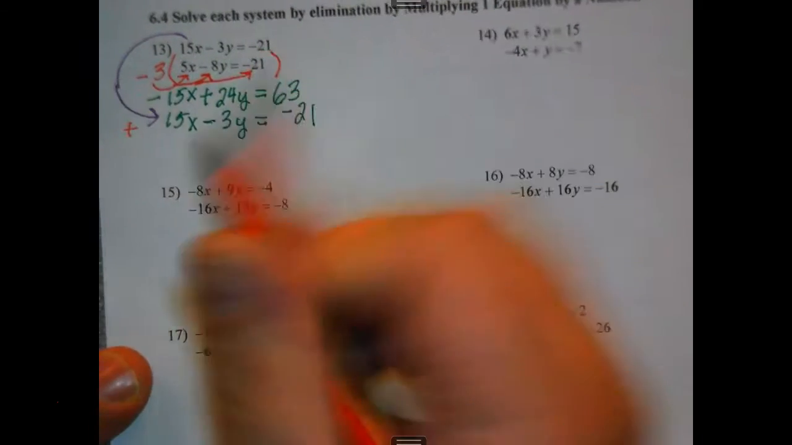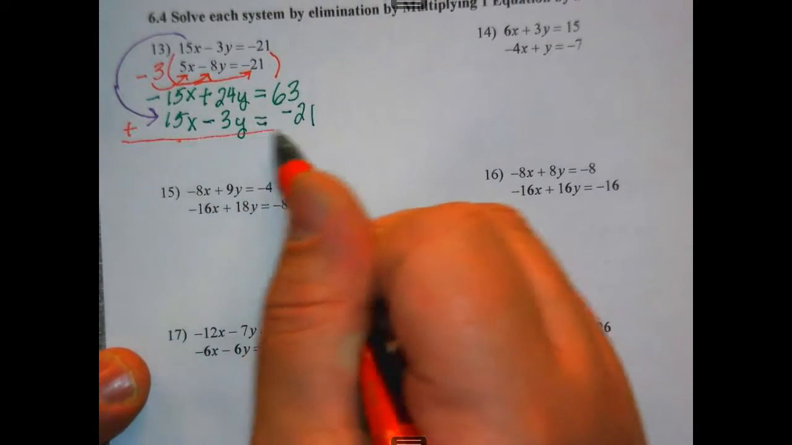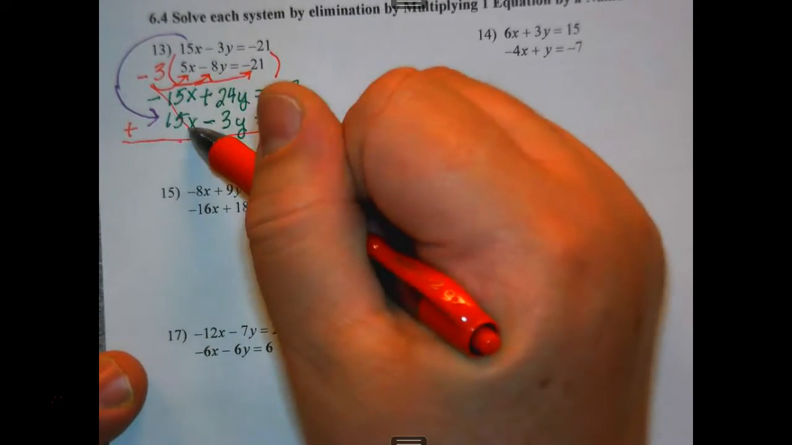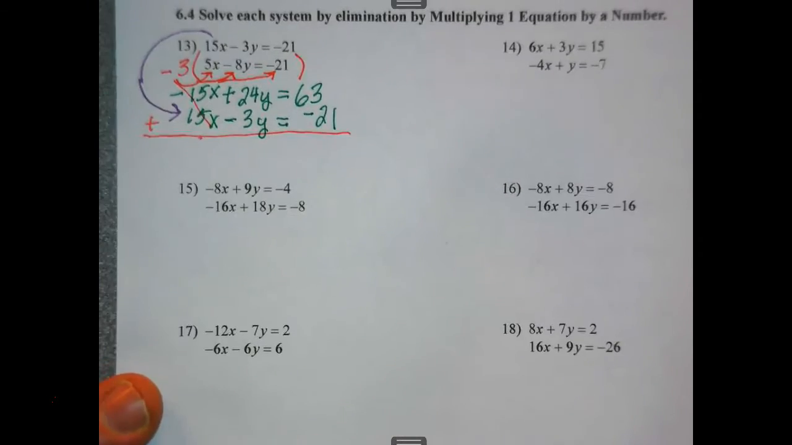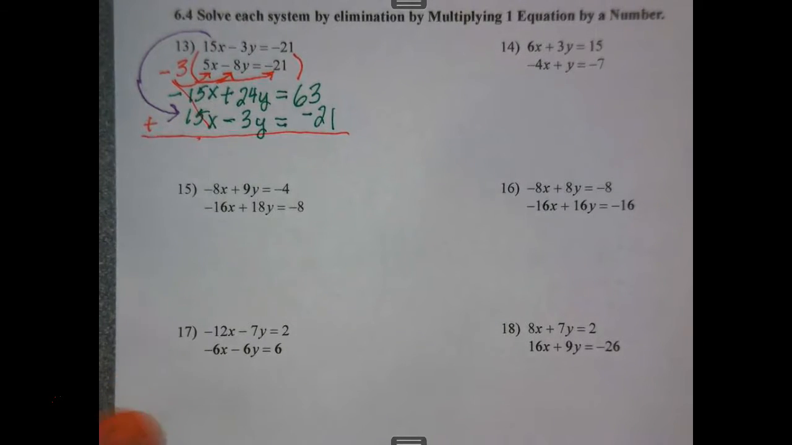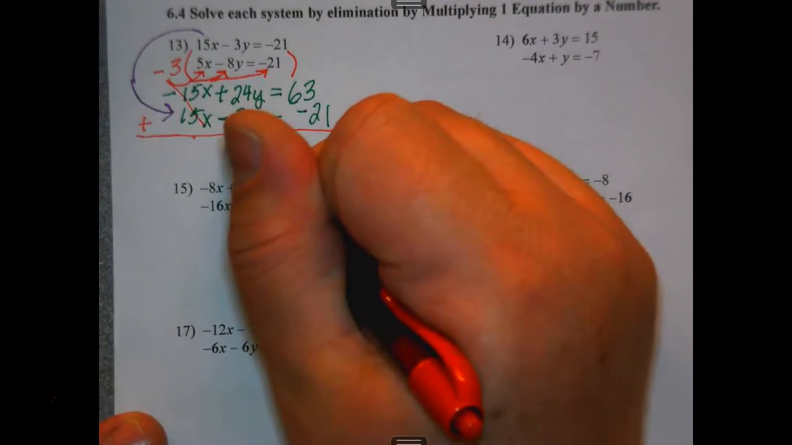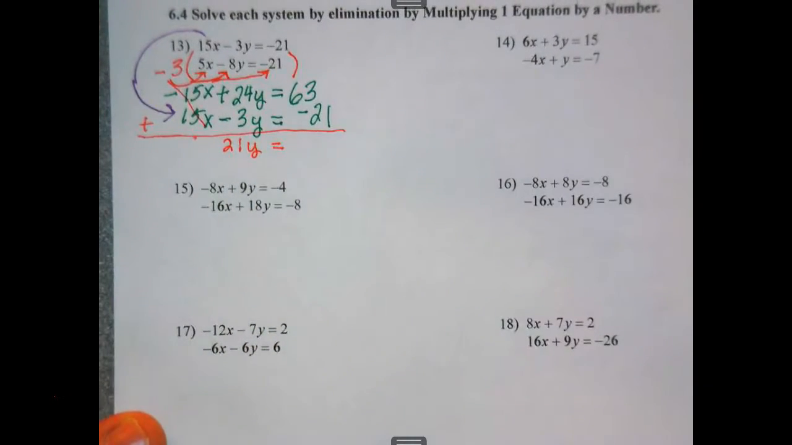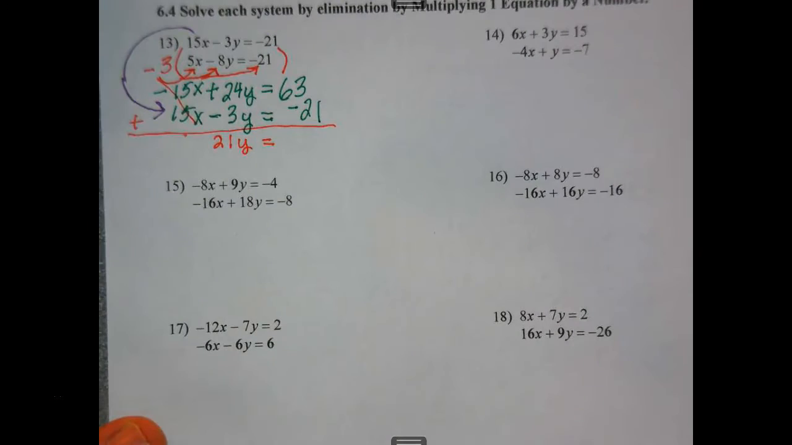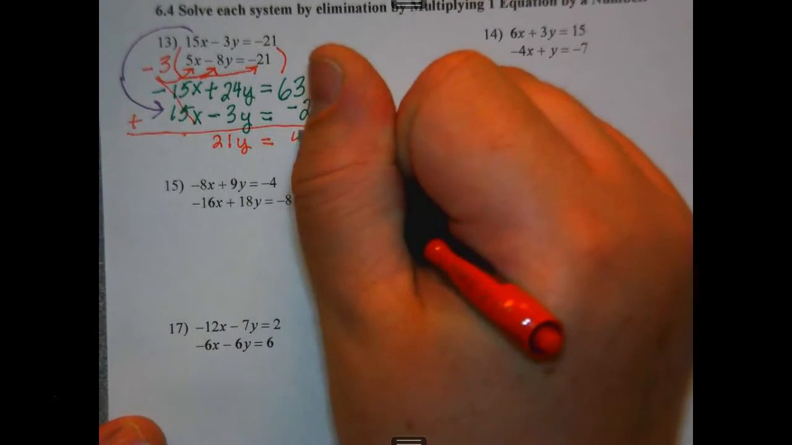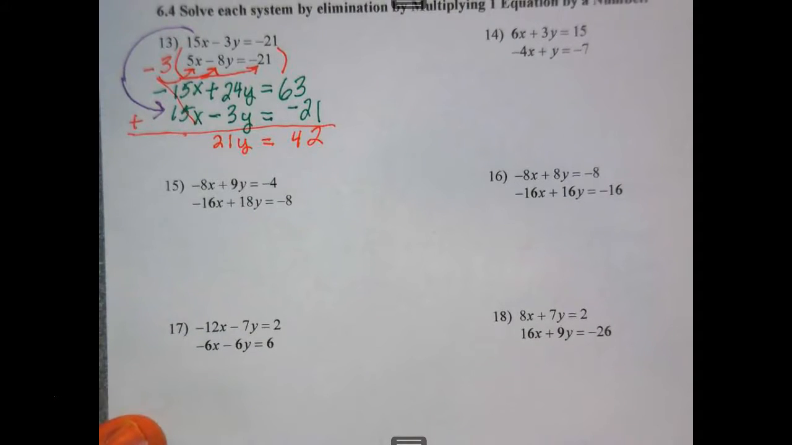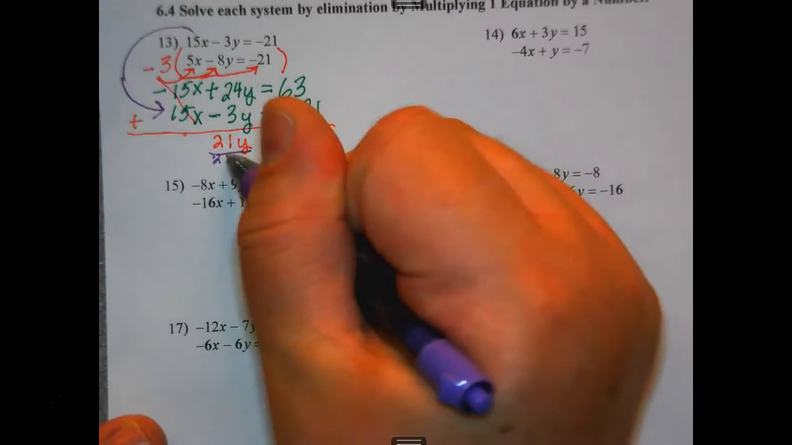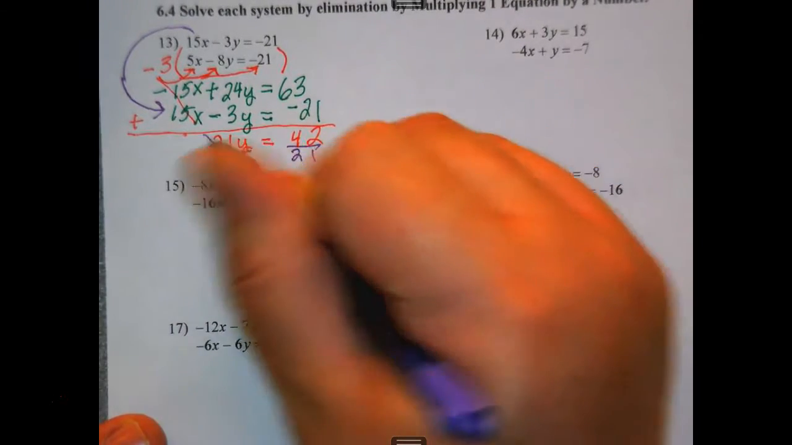Add them together. My x's eliminate. 24 plus negative 3y is going to be a positive 21y. 63 minus 21, 42. Divide both sides by the coefficient 21, and y is going to equal 2.